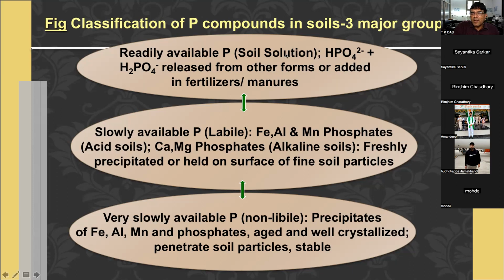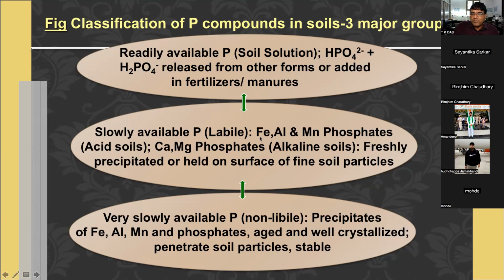So soil solution can have organic sources as well as inorganic sources, which is readily available P. This is readily available P. The other group is slowly available P. It is available but slowly, which is known as labile phosphorus. Labile P is slowly available.